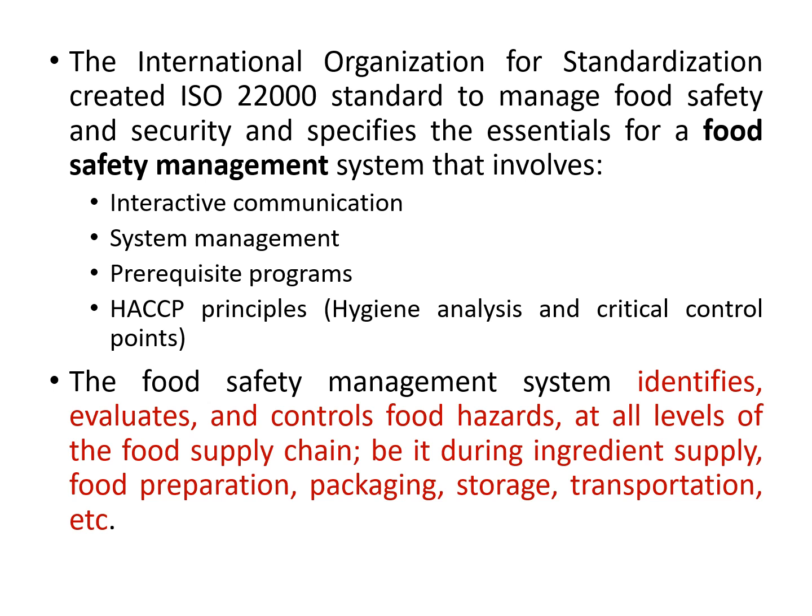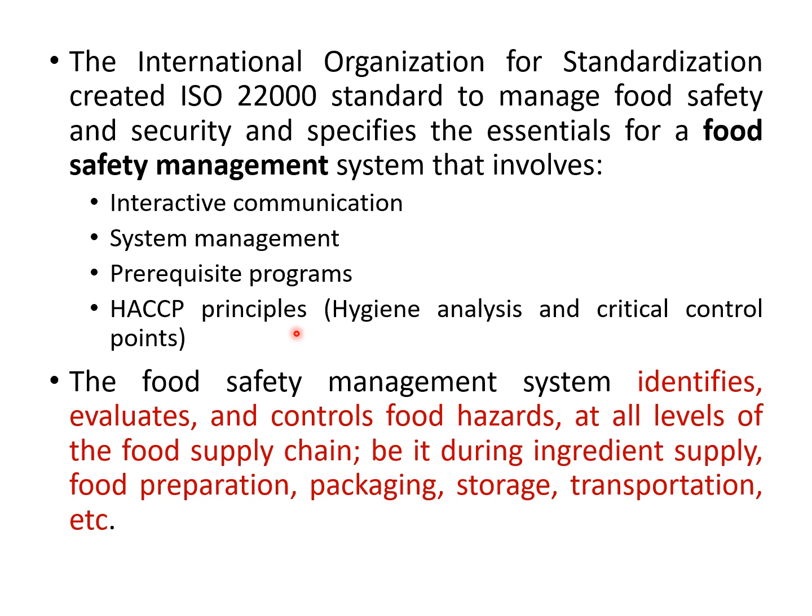The International Organization for Standardization created the ISO 22000 standard. This is mainly to manage food safety and food security. It specifies all essentials for a food safety management system, and this system involves the following. The first one is interactive communication between the management and the personnel working there. Then systems management, then the prerequisite programs that are to be conducted before setting up an organization, before becoming an entrepreneur who sets up a food production unit. And one more thing is the HACCP principles.